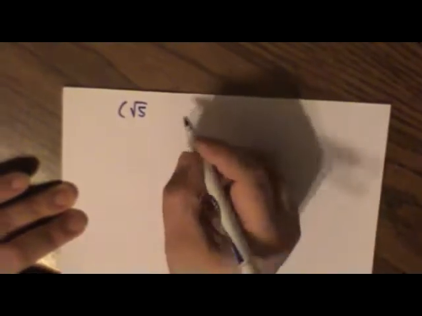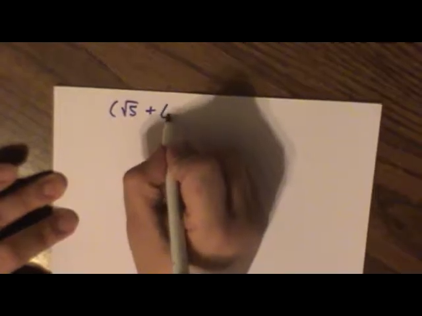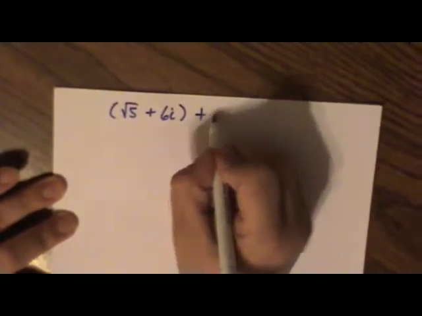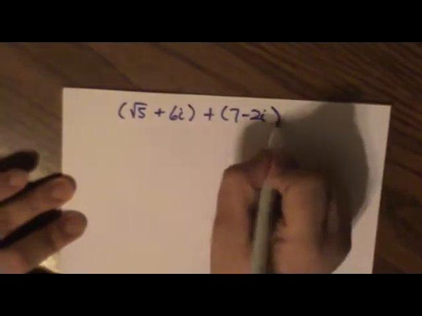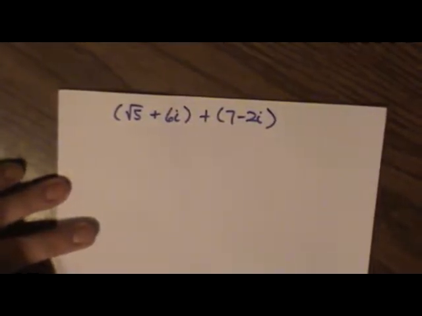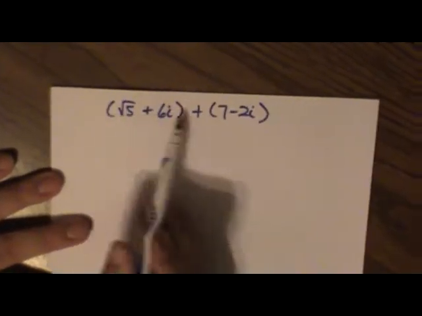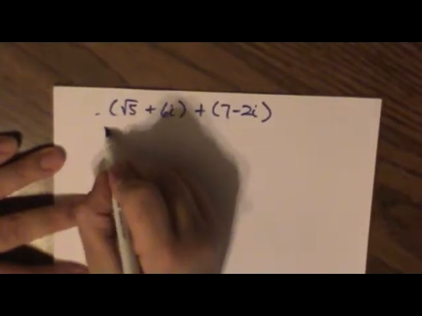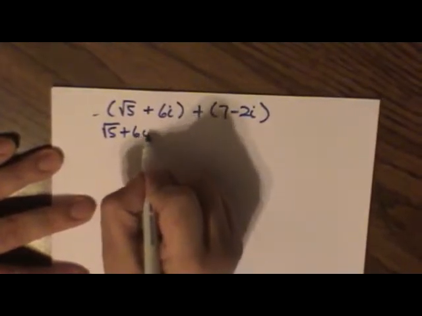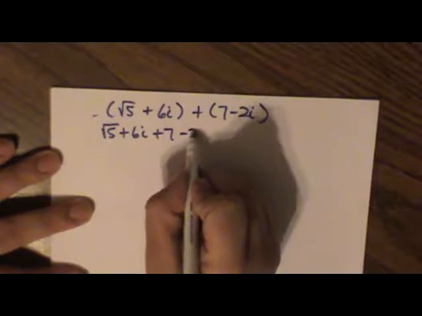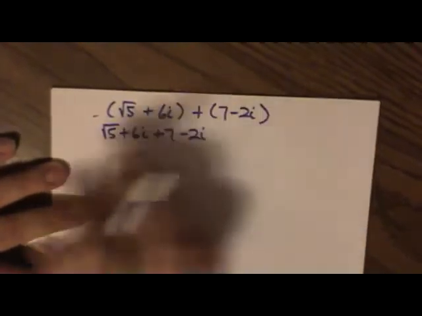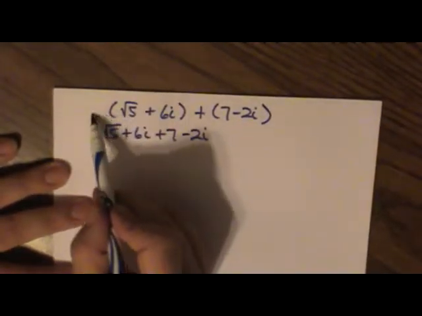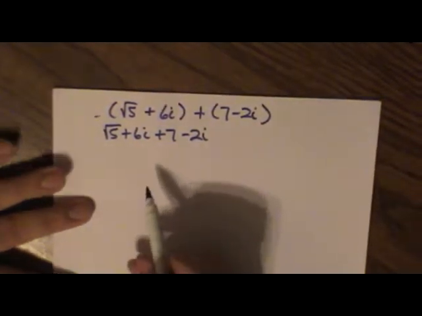Okay, we have a quantity of square root of 5 plus 6i plus 7 minus 2i. First thing we want to do is get rid of our grouping symbols. We're looking outside of them, and both of them have positive numbers. So we can get rid of them. We don't have to do anything but just write it without, because they're adding. They're both positive, so it's not going to change the signs.